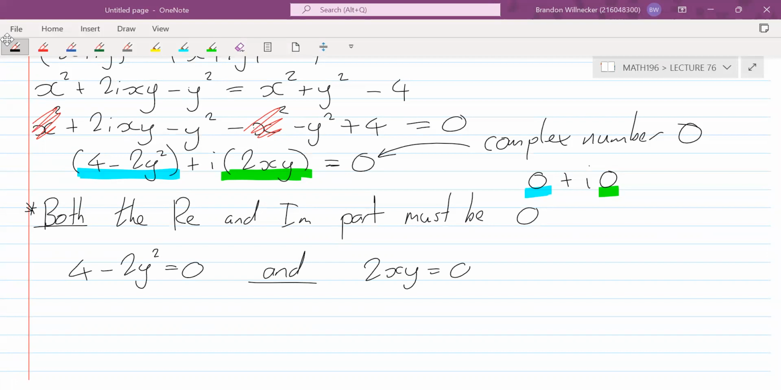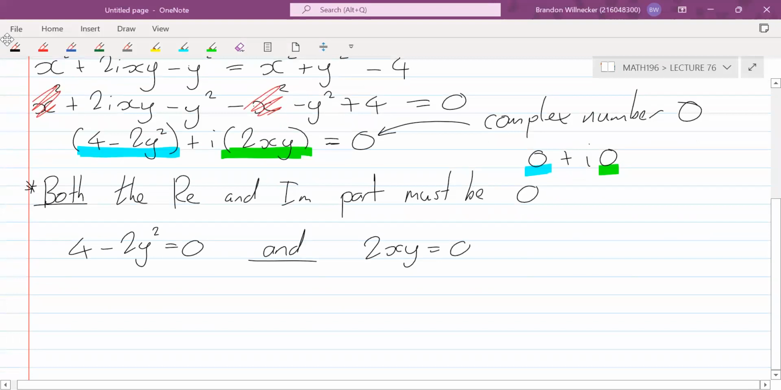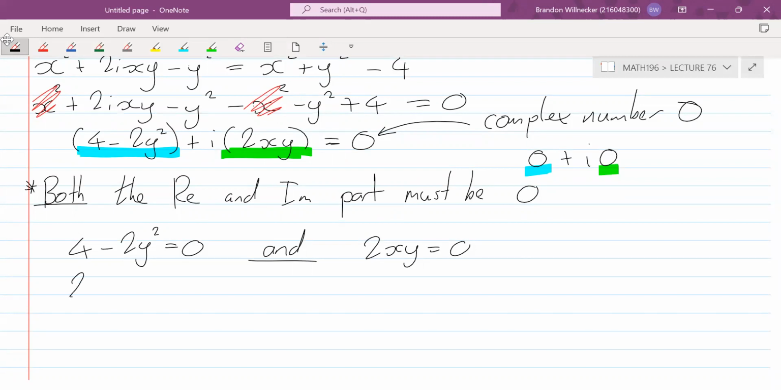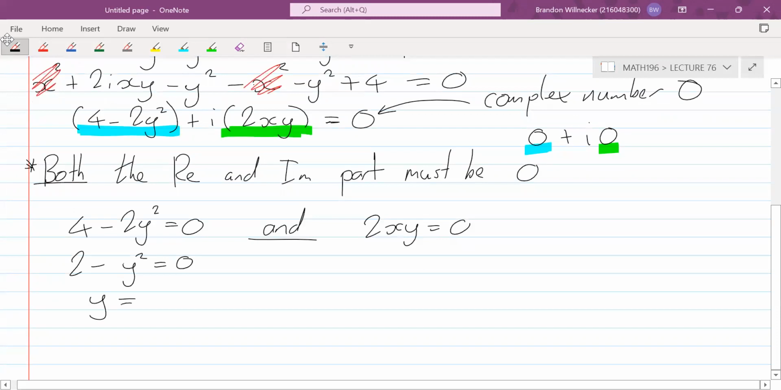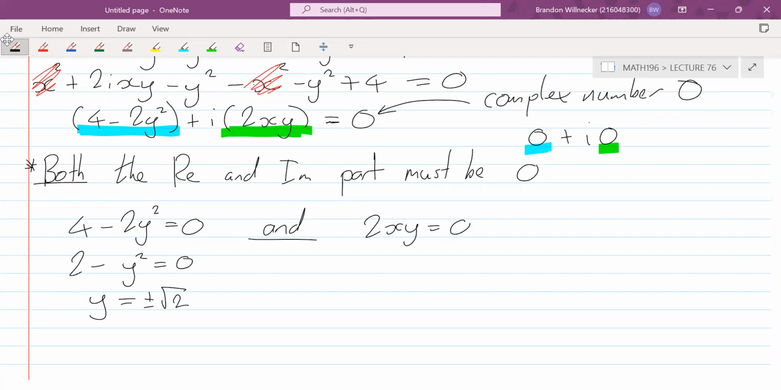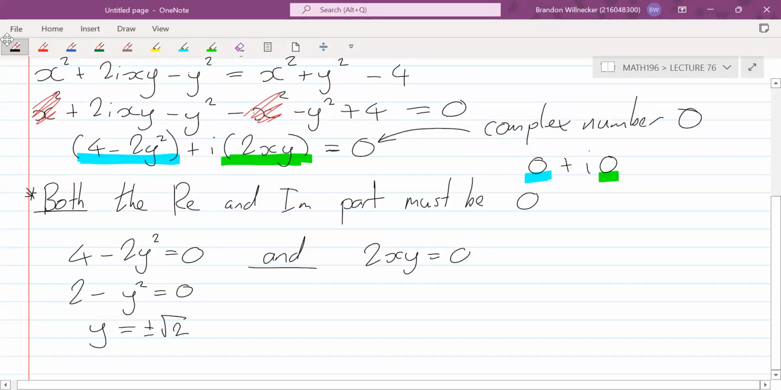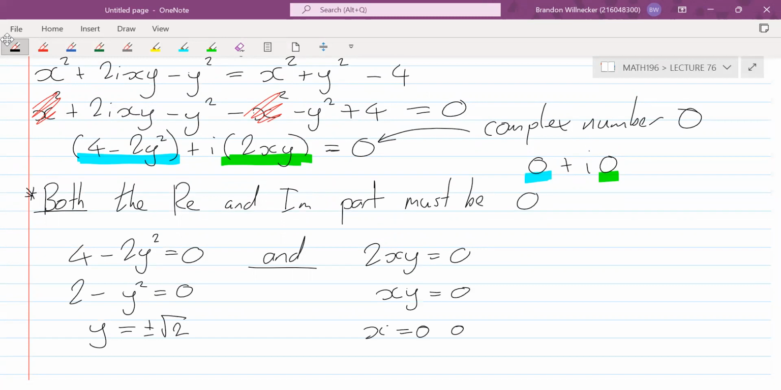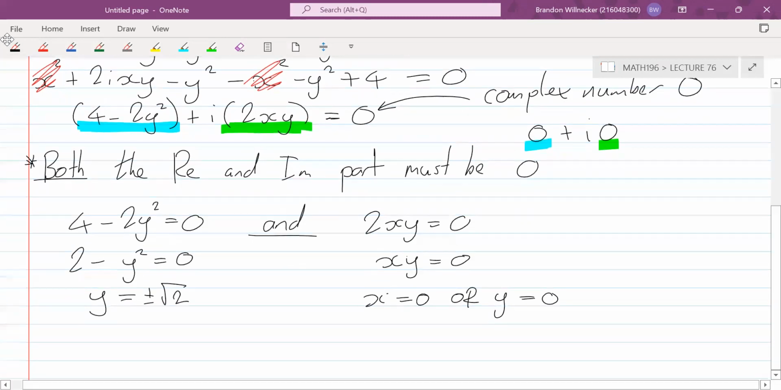Okay, so now we can just solve these simultaneously to see the possible values of x and y. And once we have the possible values of x and y, that will give us the possible values for z. Okay, so let's do this first part. 4 minus 2y squared, we can divide by 2. So we're going to get 2 minus y squared is 0. That's going to give us y is equal to plus or minus root 2. Okay, so that bit's pretty easy. And then on the other side, 2xy equals 0. So xy equals 0, x equals 0, or y equals 0.